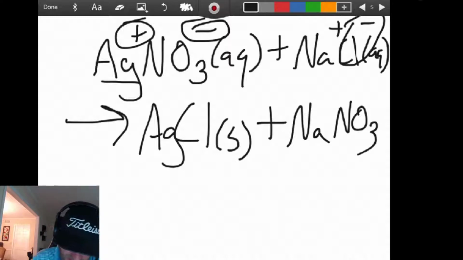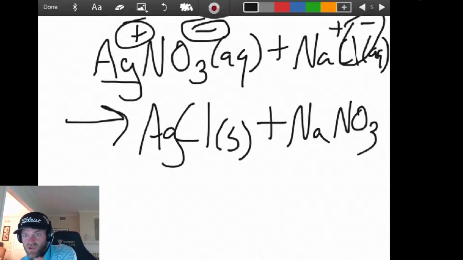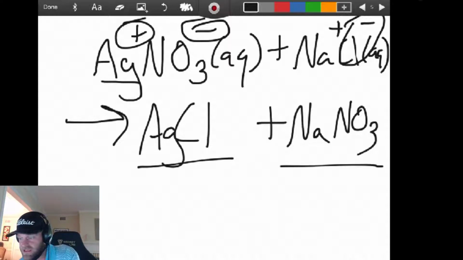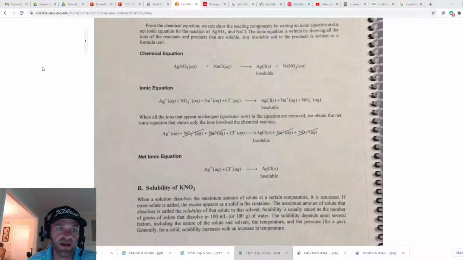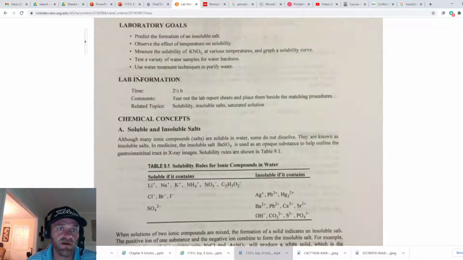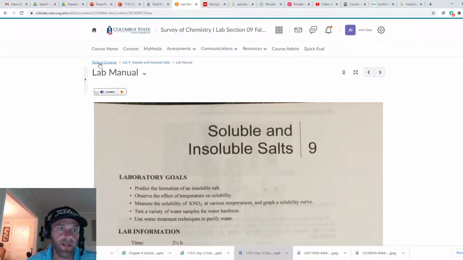Now, I'm actually going to erase this S because I already know what that was, and your book will tell you too. But now we need to figure out which one of these, the AgCl or the NaNO3, which one of these is insoluble. Now I'm going to go to my table. Let's use the one that I gave y'all.